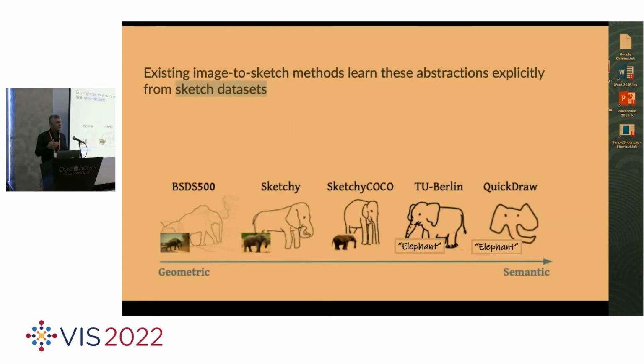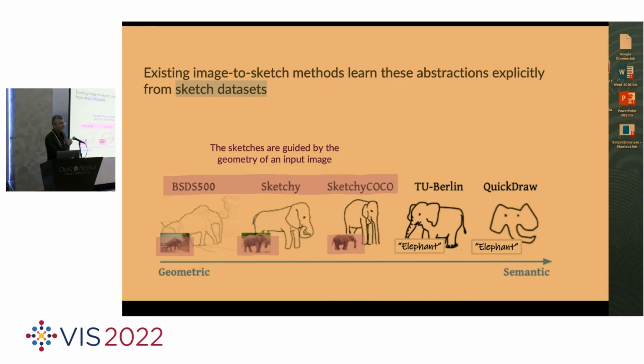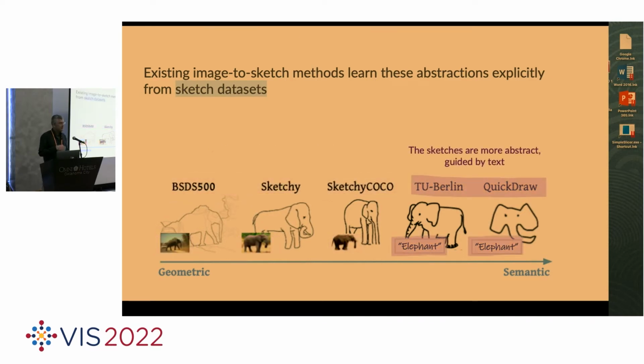So we are not the first one to deal with sketches and to try to mimic sketches. There are numerous previous works. And in fact, they were concentrating on these two extremes. So some of them concentrated more on the geometric side, either by extracting the edges from the images, or by asking people to trace the images, or by just asking them to draw from an image. So this is on one side. On the other side, there are some sketch data sets that are actually created by asking people to draw objects, like elephants or other things.